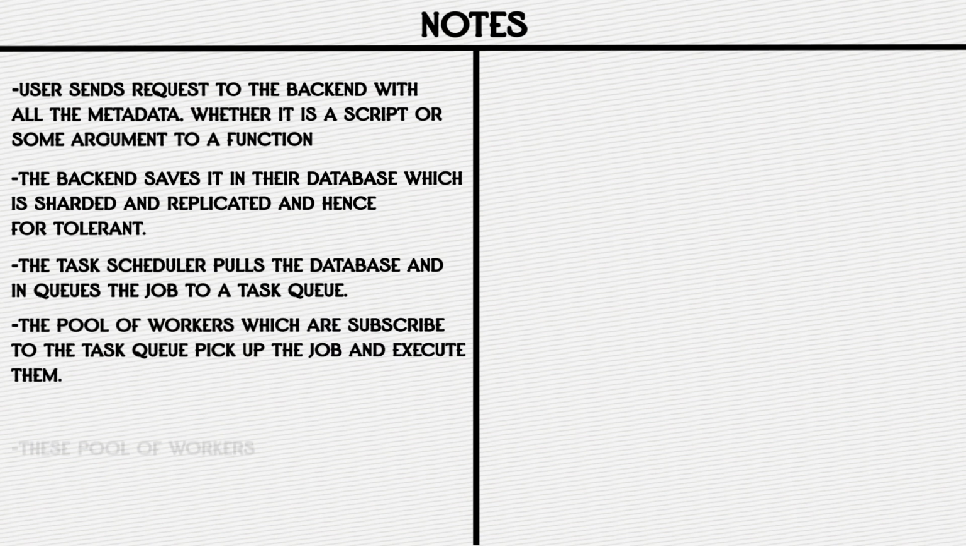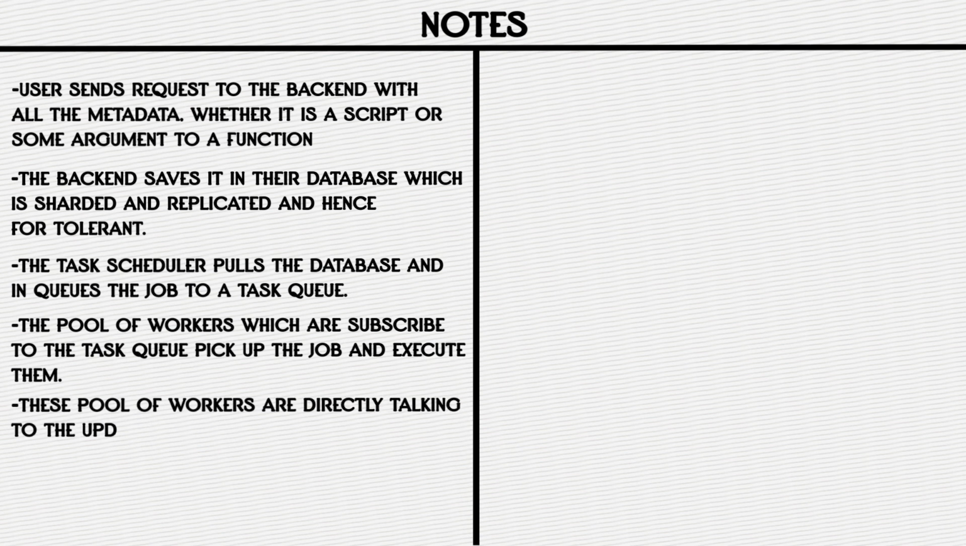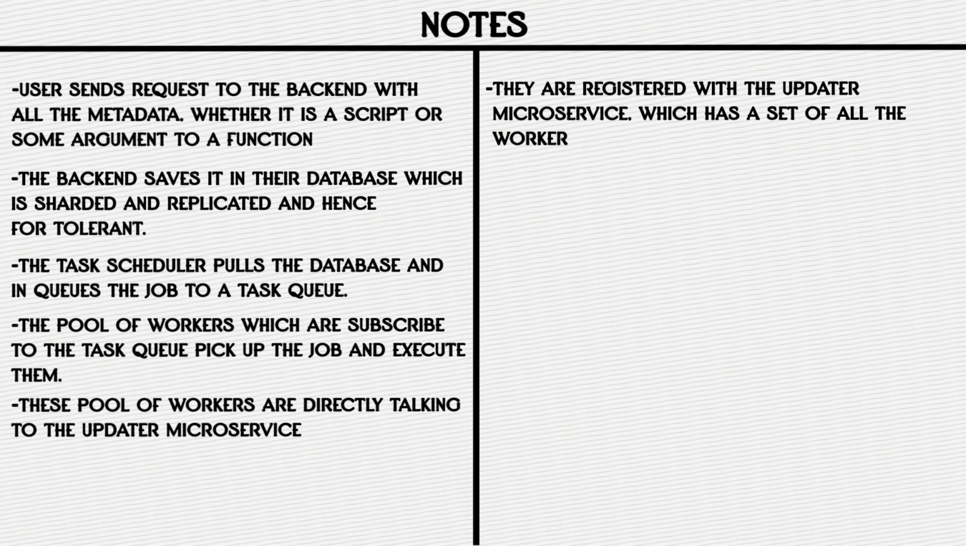and execute them. These pool of workers are directly talking to the updater microservice, or we can think of some better name, but I think updater works for now. So these pool of workers talk with the updater microservice. They are registered with the updater microservice, which has set of all the worker IDs, and it keeps track of all the workers in the pool.